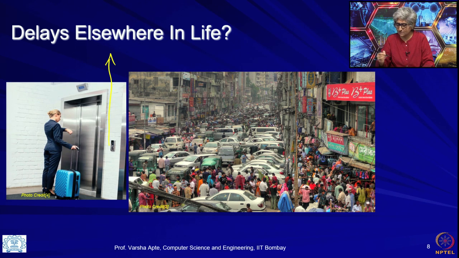So, digging a little deeper into the delays: why do delays happen? Something is common between the five photos that I showed, right? The person waiting for the elevator, the road, the escalator, the poll booth, the train station. Is there something common here due to which people end up waiting? Think about it, write it down.